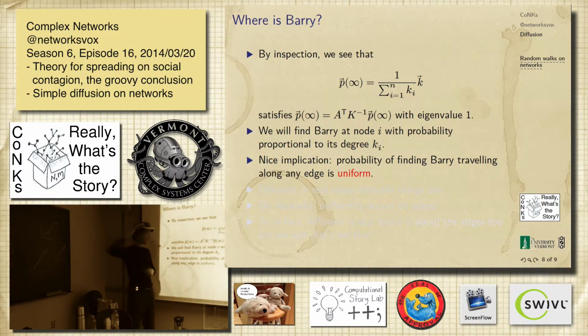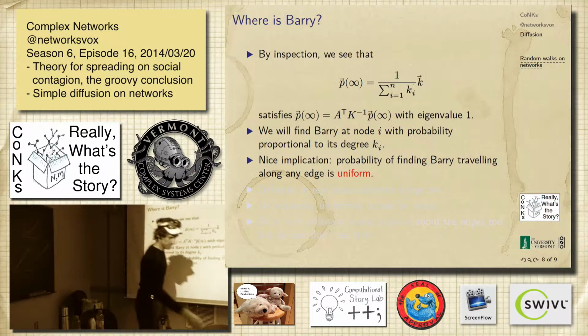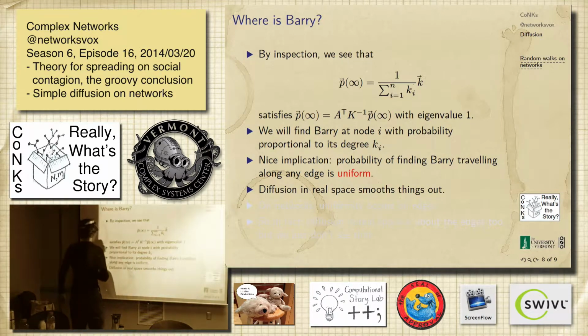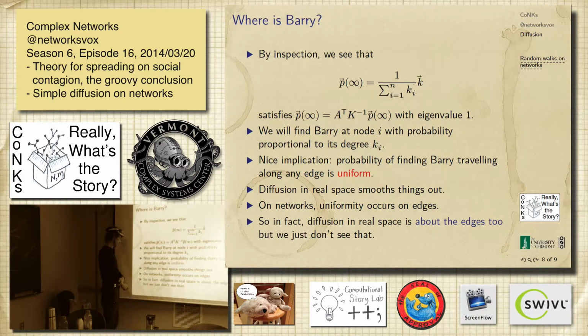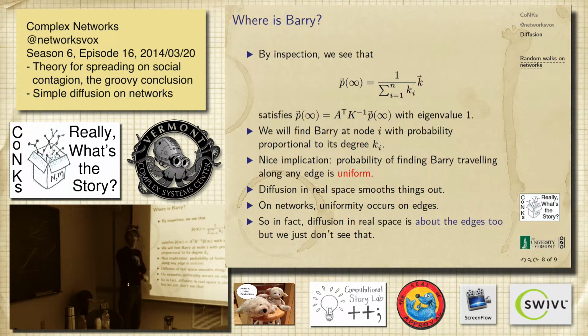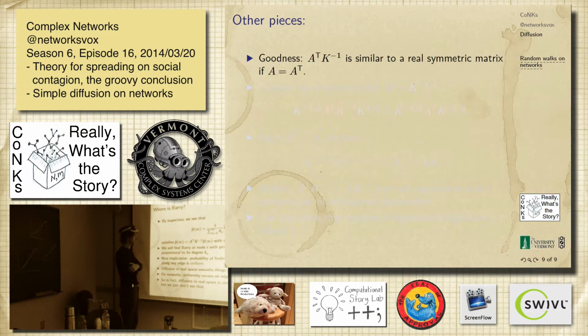Okay, so diffusion smooths things out. The smoothing out on networks is in edges. So it's really about the edges. You just don't see that. So again, it's about edges. Always about edges. Both analytically it's better to think about edges, and the reality is that that's where things matter.